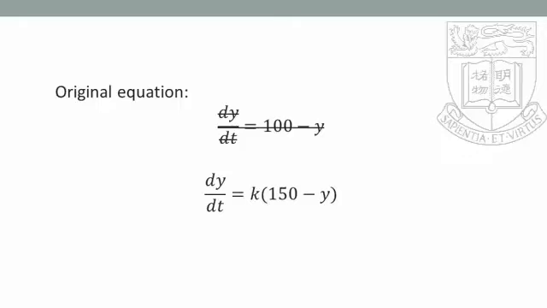If we solve this differential equation, we will find that the score tends to increase towards 150 over time for all initial scores less than 150. In the next two videos, we will look at more examples of differential equations.